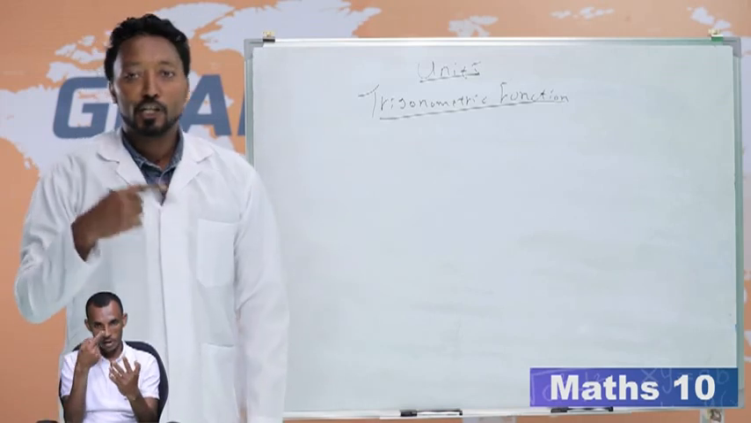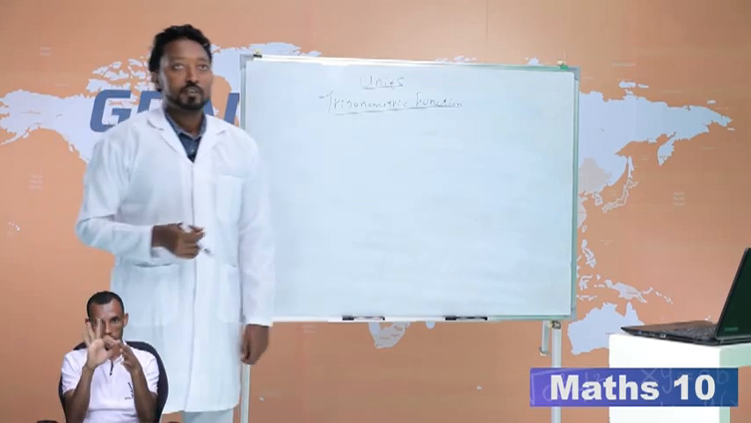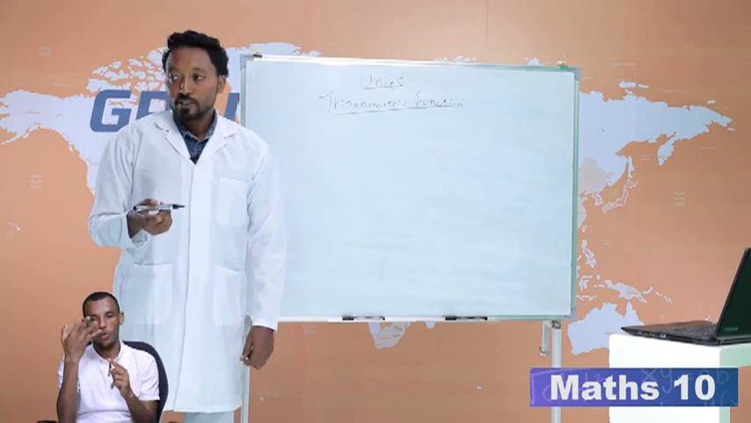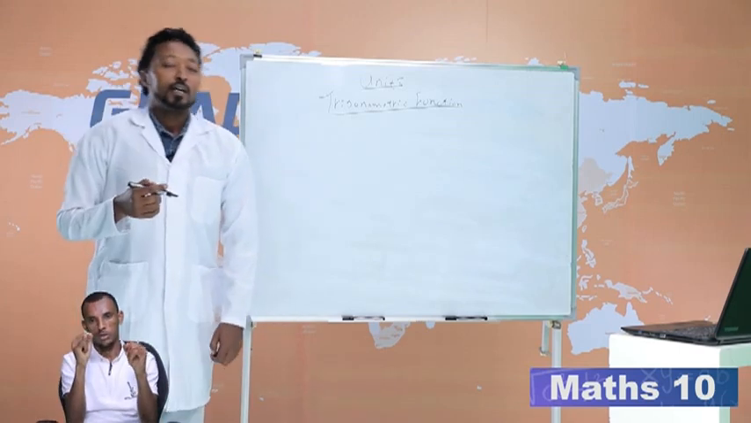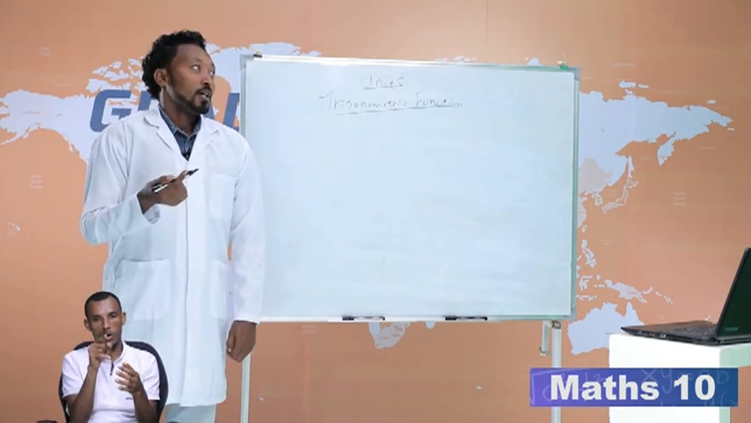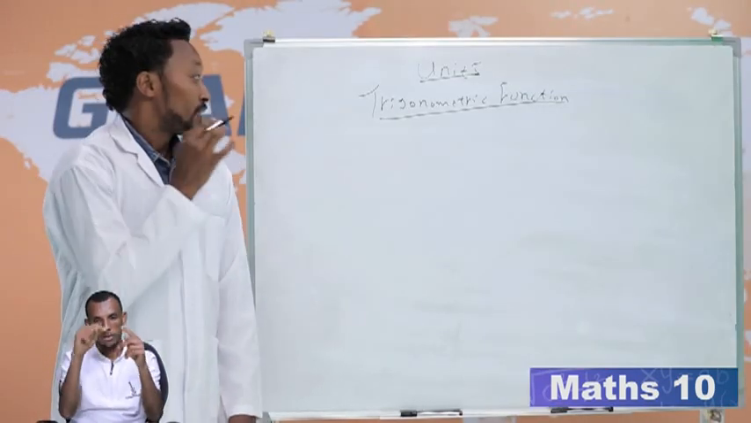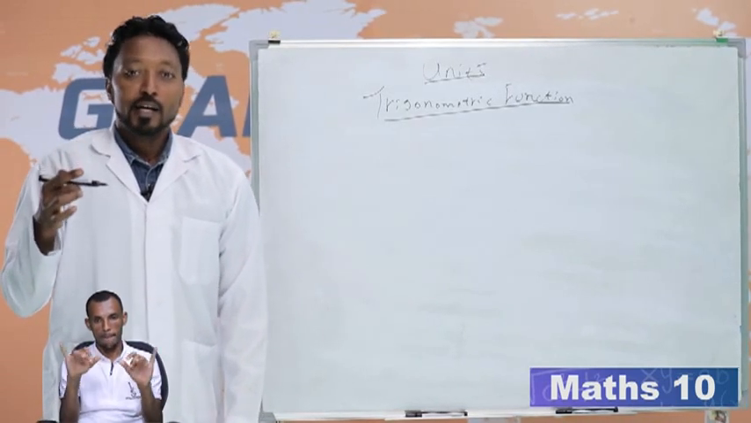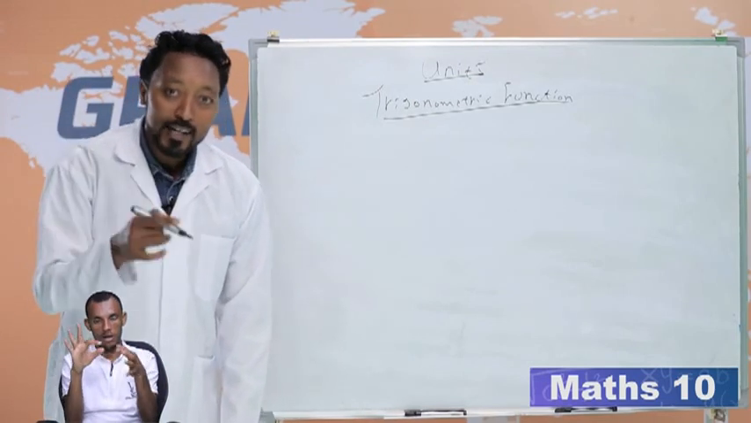Before starting this trigonometric function, let me introduce some ideas related to trigonometric function. You know different kinds of triangles: right angle triangle, isosceles triangle, equilateral triangle, and other triangles. Therefore, using this related idea, you will learn different concepts related to these triangles. The term trigonometry means triangle measurement, and trigonometric function means function related to angle measurement.